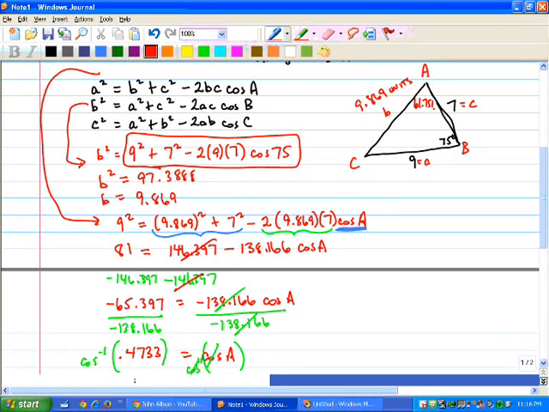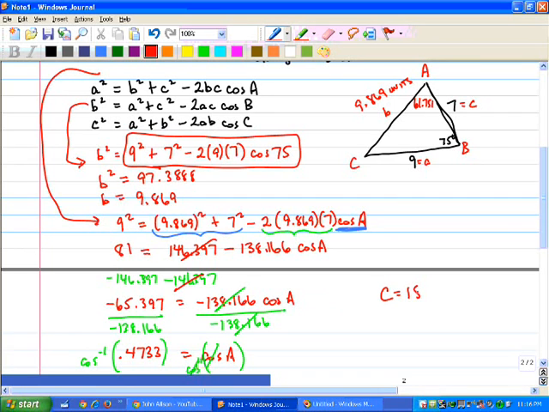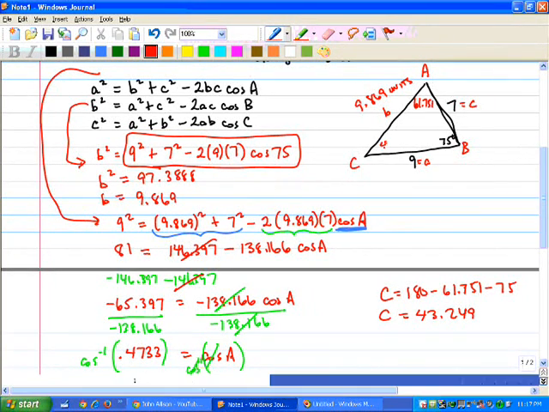Now we have two angles inside the triangle. Recall that to find angle C, all we have to do is 180 minus angle A minus angle B. 180 minus 61.751 minus 75 gives me angle C is 43.249, and we have solved our triangle. We found all the missing sides and angles.